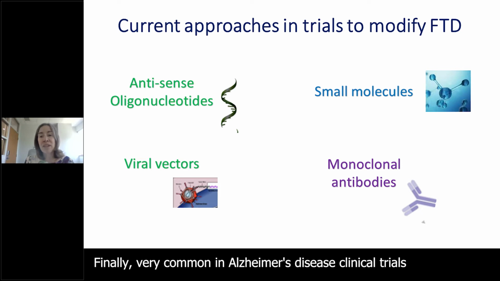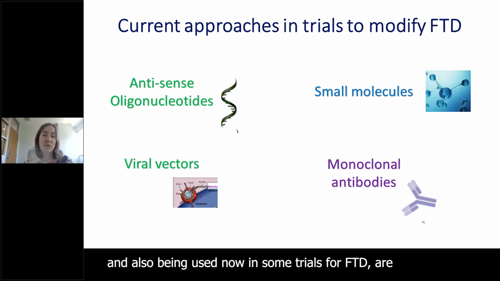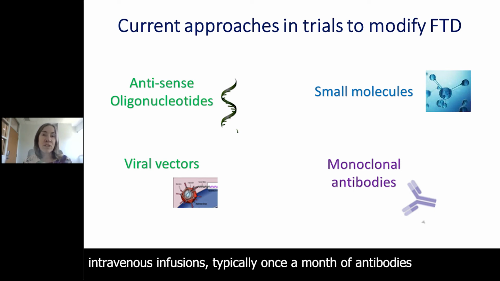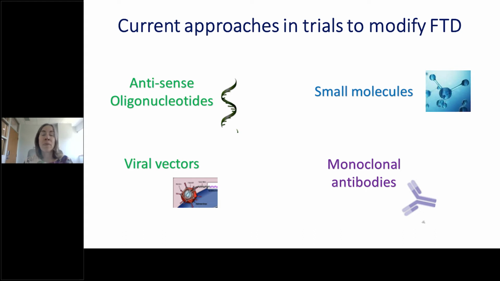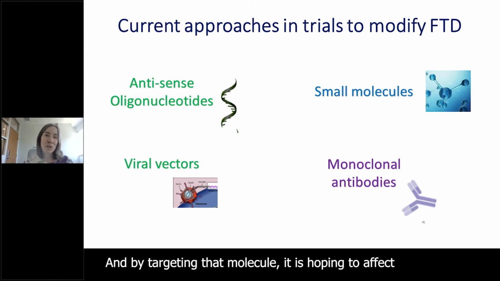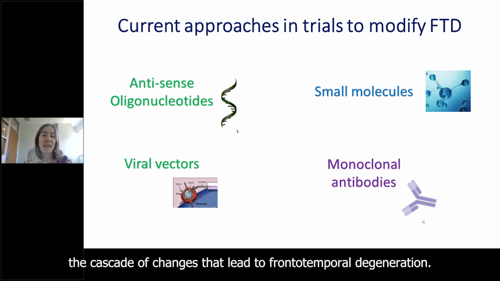And finally, very common in Alzheimer's disease clinical trials and also being used now in some trials for FTD are intravenous infusions, typically once a month, of antibodies that have been specifically synthesized to target a certain molecule. And by targeting that molecule, it is hoping to affect the cascade of changes that lead to frontotemporal degeneration.